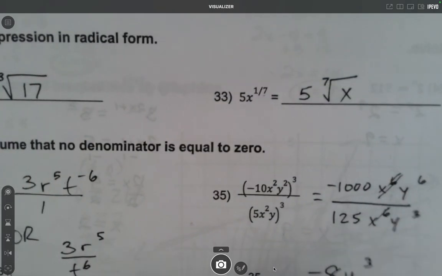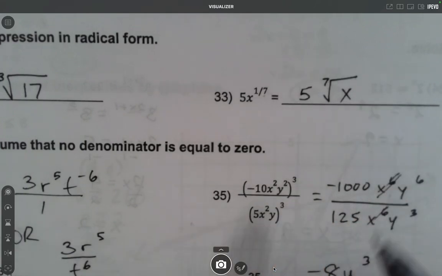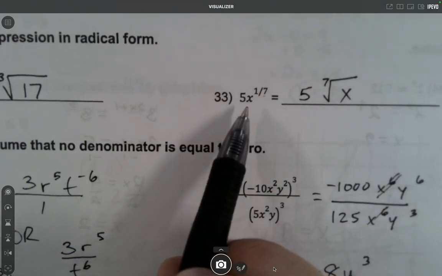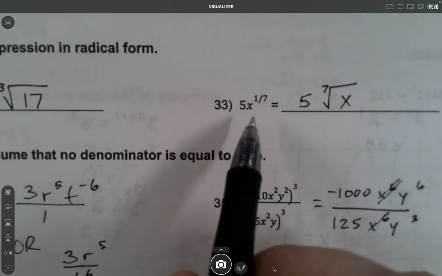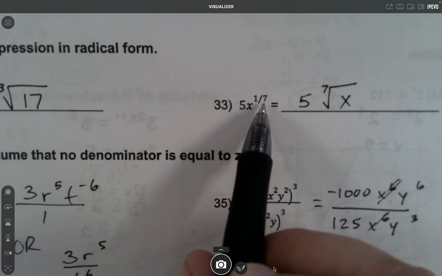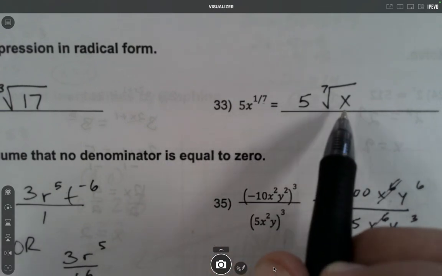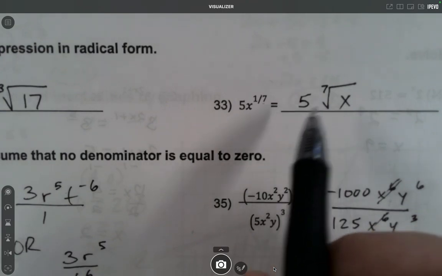So on 33, since the denominator is 7, we're doing the 7th root. You do have to pay attention to make sure you only put inside the radical whatever the exponent is applying to. So x is being raised to the 1/7, not 5. So only x goes inside the root, or the radical. The 5 is left outside.